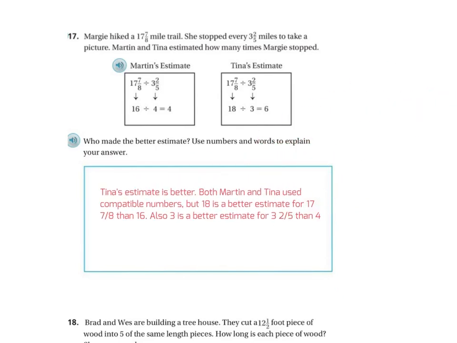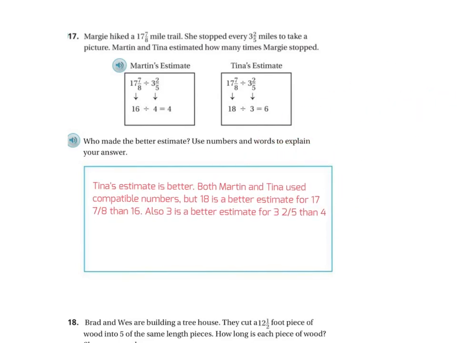Well, Tina's estimate is better. Both Martin and Tina used compatible numbers, but 18 is a better estimate for 17 7/8 because 17 7/8 is only 1/8 away from 18. But 17 7/8 is almost a whole number away from 16. And the 3 is also a better estimate for 3 2/5 than 4 because 3 2/5 is closer to 3 than 3 2/5 is closer to 4.